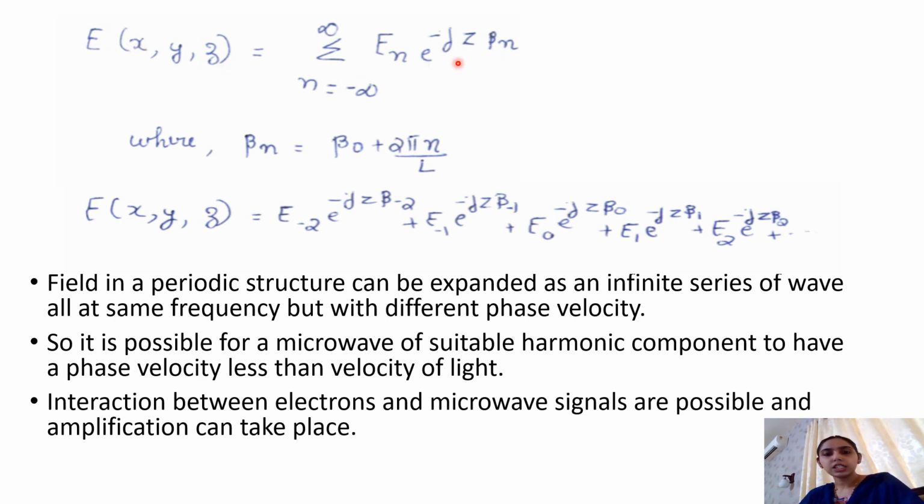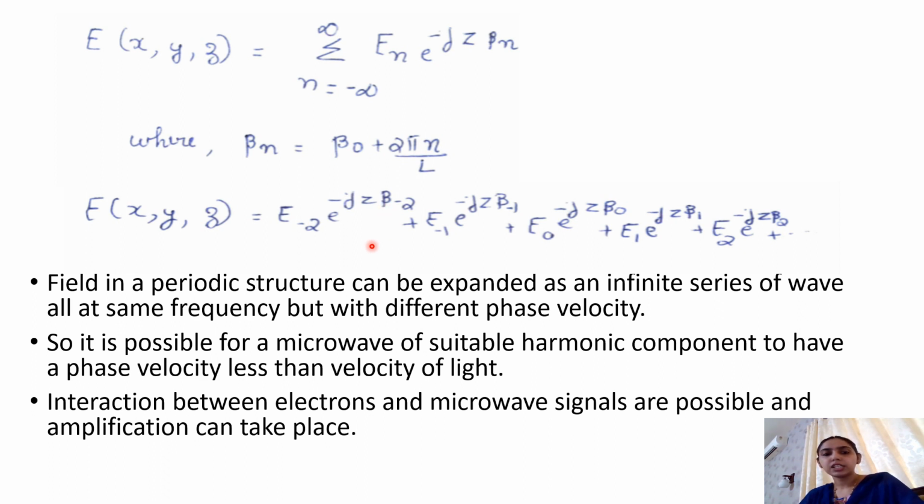Now by looking at this expression, when we expand it, we find that it is an infinite series of waves, but each has a different phase constant, that is beta. We know that the phase velocity depends on beta. Everybody is familiar with phase velocity: V is given by omega by beta.